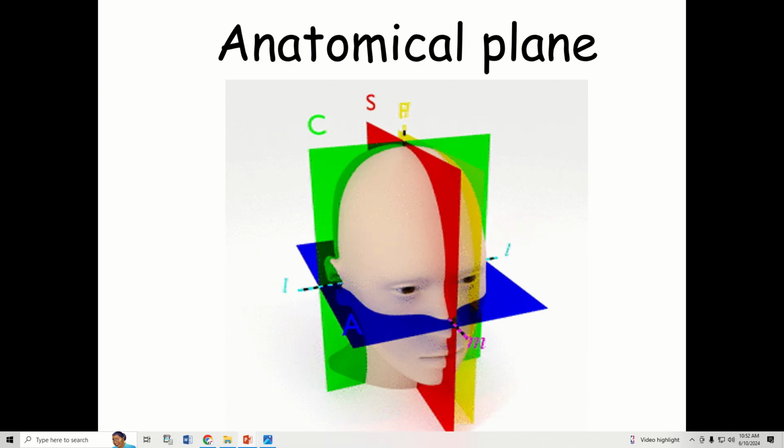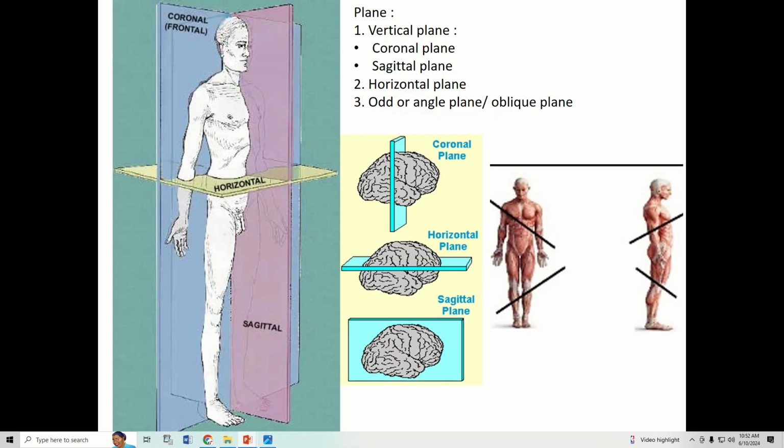Now, anatomical planes. Two vertical planes, coronal plane and sagittal plane, horizontal plane, and odd or angle plane, or oblique plane. This is coronal plane. It divides the body into anterior and posterior part. Most of the time, this division is not equal. This is horizontal plane. It divides the body into upper half and lower half. This is sagittal plane. It cuts the body into right half and left half.